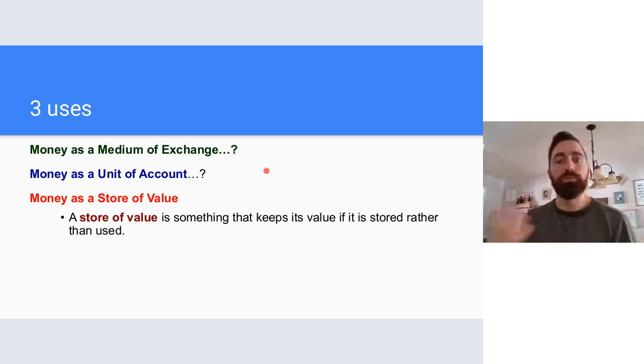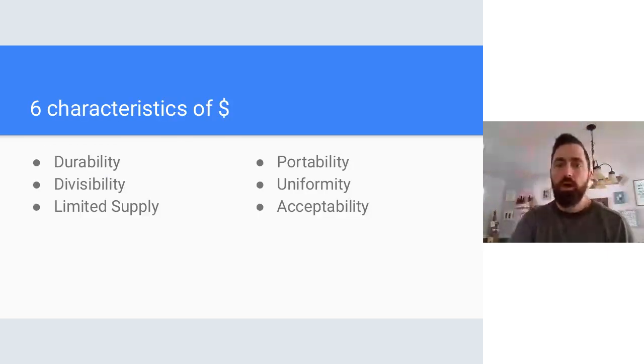So those are the three uses of money. Money holds value. It's used to measure the value of goods and services, and it's used to purchase and exchange goods and services. Okay, so make sure you know those three. We have what are known as 6 characteristics of money. So go ahead and pause the video, jot them down, and we'll talk about them, right? So the 6 characteristics money has to meet.